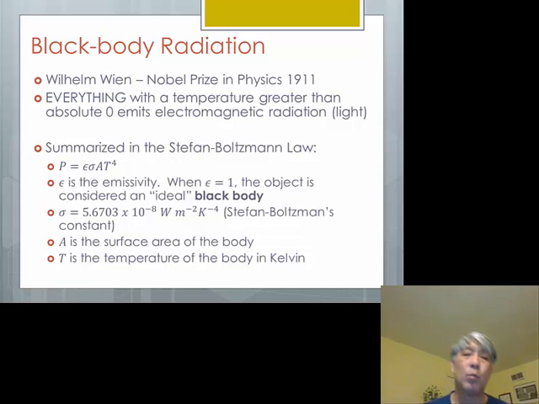Okay, Wilhelm Wien actually got a Nobel Prize in physics for this in 1911, and he basically said that everything with a temperature greater than absolute zero emits electromagnetic radiation or light.